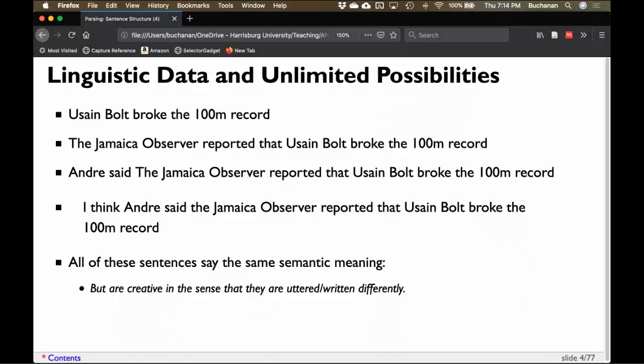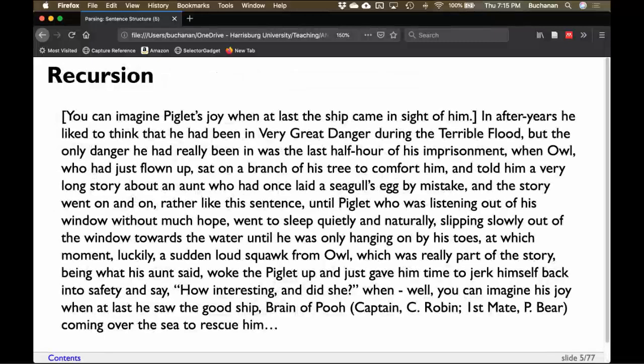All of these have the same semantic meaning, but this is a demonstration of creativity, which can make writing a parser difficult. They're all uttered and written differently. So how do I handle that? What we're looking at really is a sentence, that sentence. So it's a sentence, and then there's a set of verbs that you can use here, and then add a new sentence to it. And that whole process is called recursion.